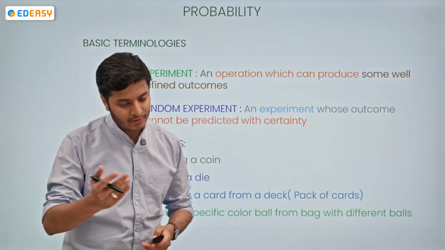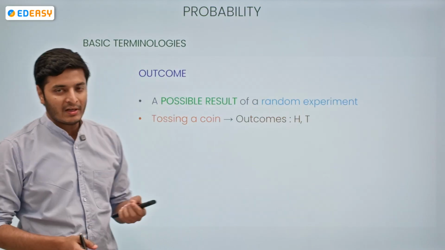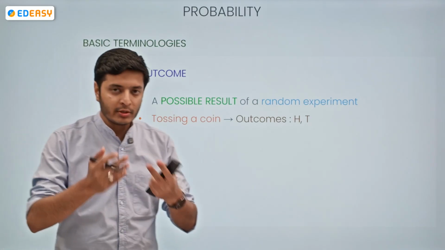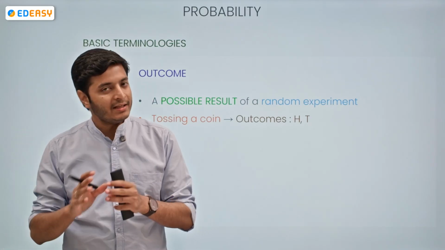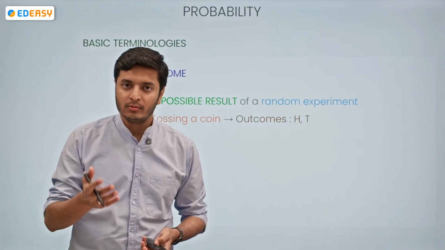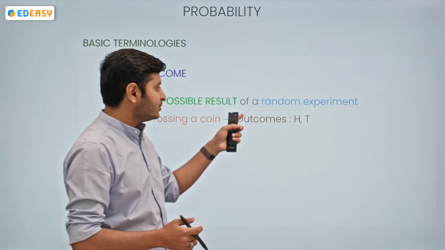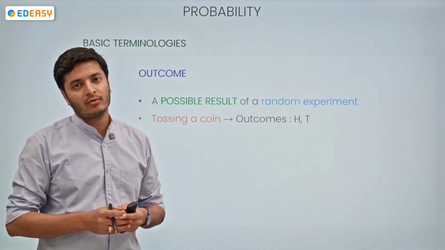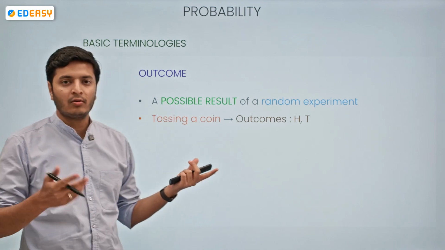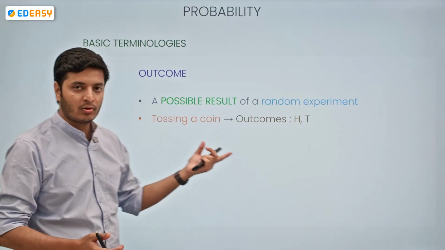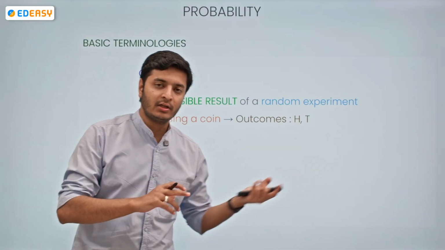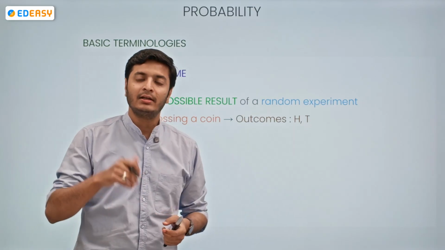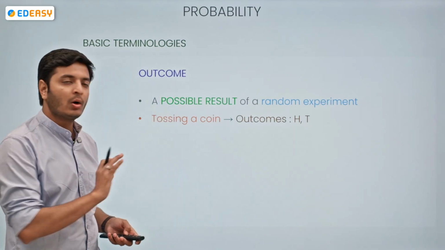Okay. Now, second one is outcome. Suppose I'm doing some experiment, then after completing the experiment, I will be getting an outcome, no? So what is outcome? The possible result of a random experiment. Whatever possible results there can be are known as outcomes. Like in case of tossing a coin, as I told you, there are two possible outcomes. Either the coin is going to land facing heads up or facing tails up, correct? So two possibilities or two outcomes.